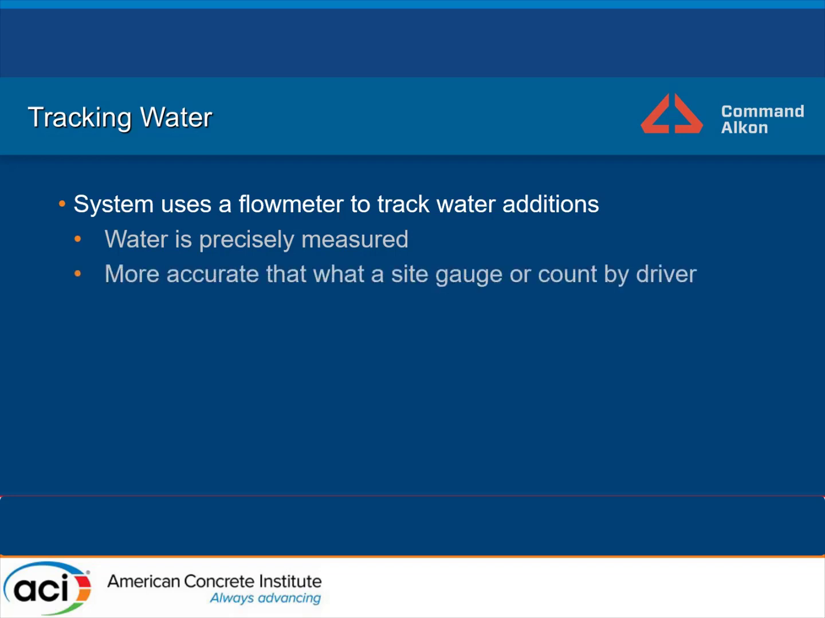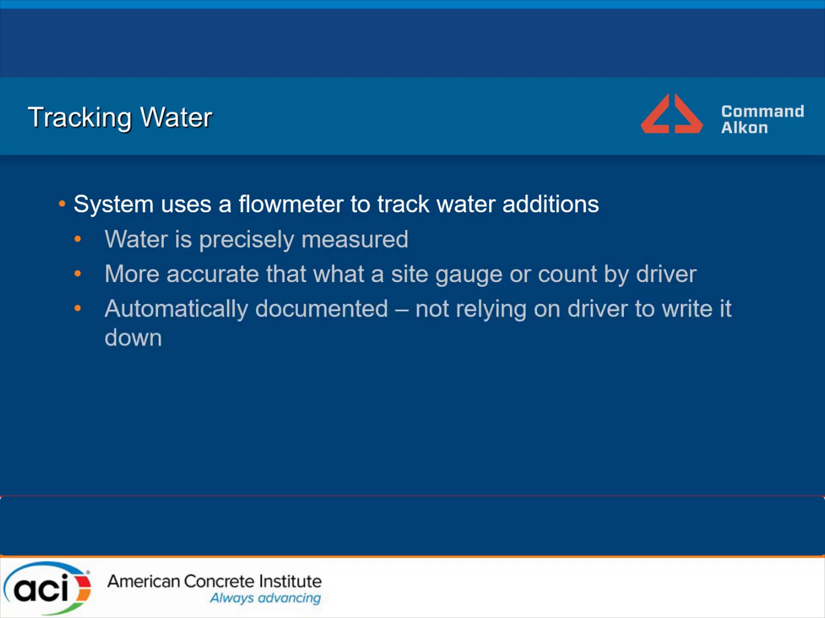rely on the driver, and the driver is going to use a sight gauge on his water tank or pull the lever and go 1001, 1002, 1003, a 3 count for a gallon or whatever, and we're going by a count. That's not precise, and that's not kosher, so to speak, with ACI. It has to be a precise measurement system. This is precise and it's automatically documented. I don't have to rely on that driver to say 30 gallons was added. And quite frankly, I don't want the driver to write that down, because he frequently ends up getting in a conflict with the contractor.